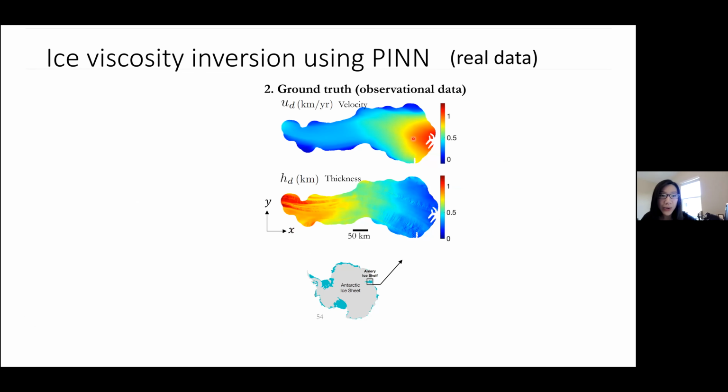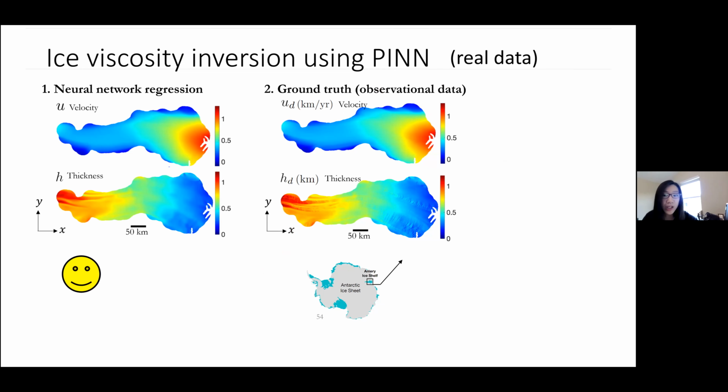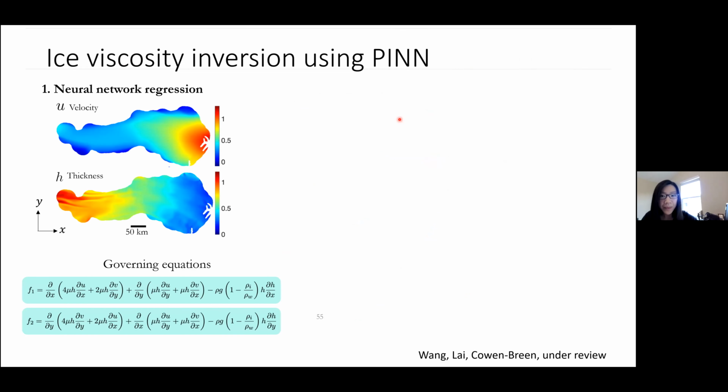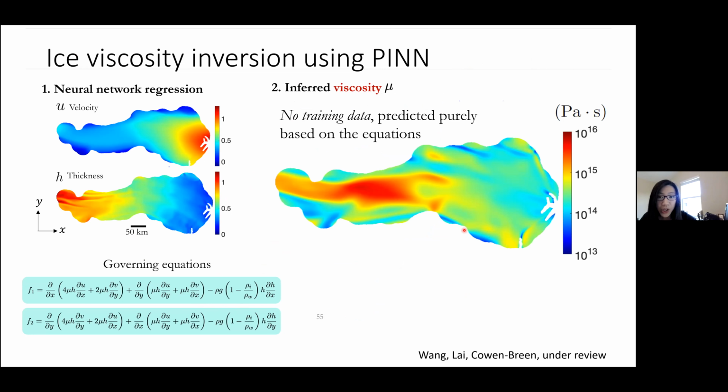So now we move on to using the real data of velocity and thickness. First, we confirm that the neural network can precisely fit the observed velocity and thickness. Then by solving the shallow shelf equations, the neural network can predict the ice effective viscosity, which we cannot directly measure in the field. And because we don't have any training data for viscosity, the prediction of this effective viscosity is only possible because we include the physics equations during the neural network training.